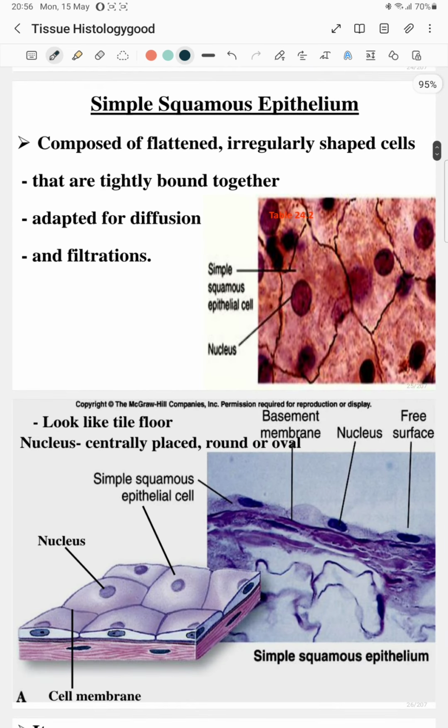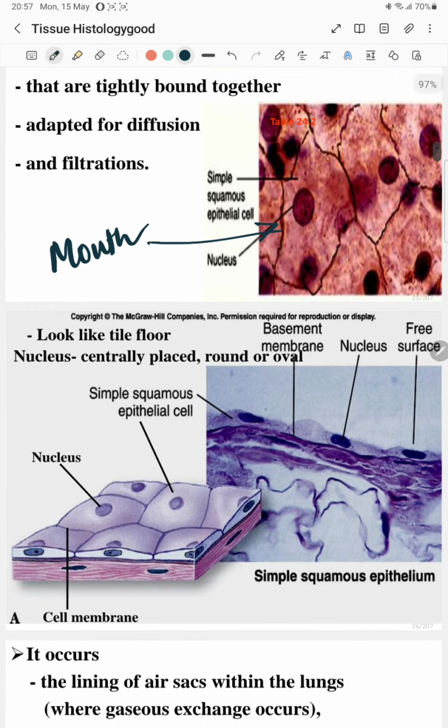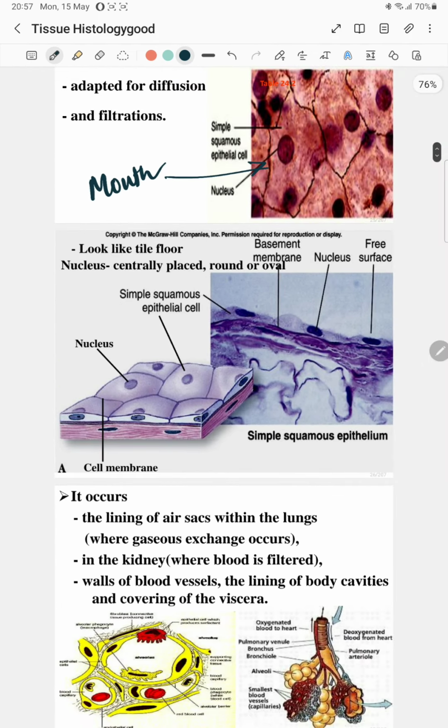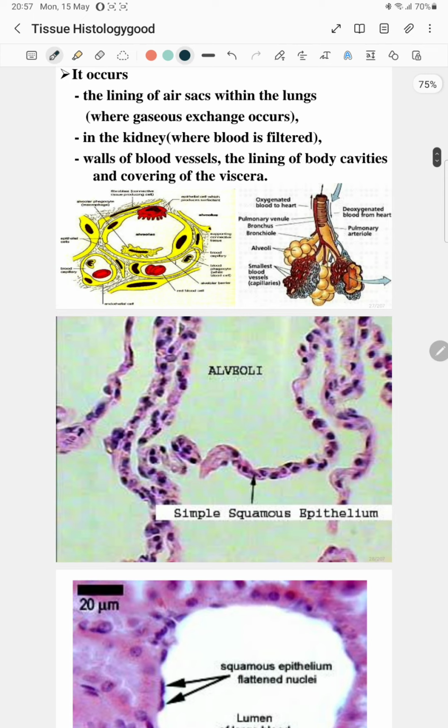You can see the structure of these cells. These are found in our cheek cells. Not inside the cheek cells, sorry. These are found in our mouth, inside the lining of our mouth. They have one single nucleus. This is a part of our alveoli, inside our lungs, where they have only one layer, and they actually help in the exchange of carbon dioxide as well as oxygen.